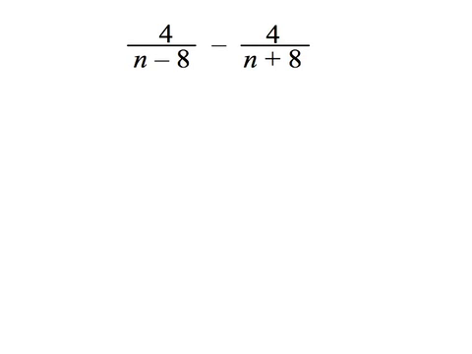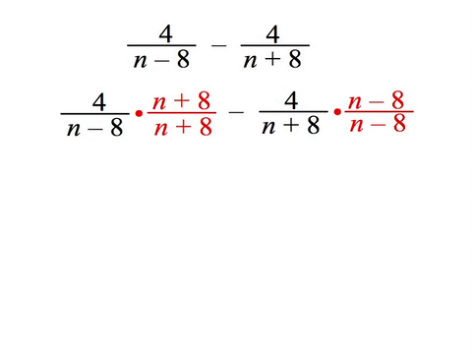Here's one where the denominators have nothing in common. They look a lot alike, n minus 8 and n plus 8, but in fact they're relatively prime. So just like we did with the 2 and the 9, where we had to multiply them together to get the common denominator, we need to do that here. And here's my work. It's a little more complicated.